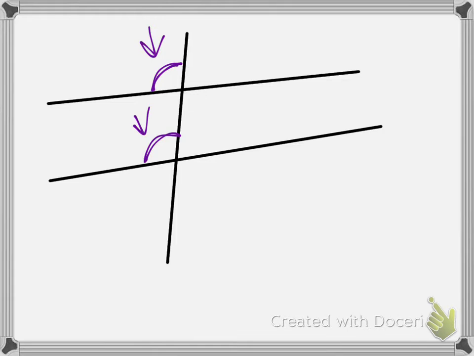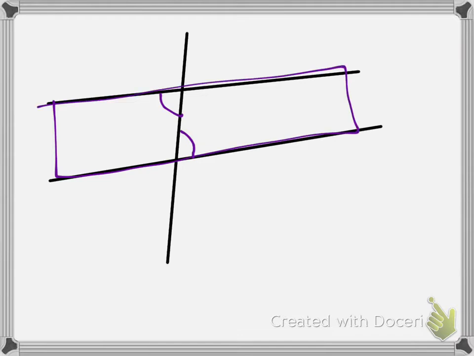Those were corresponding. And then what about the angles that were inside of the double lines and on opposite sides of the transversal? Alternate interior. When we're saying inside, you can draw a box if that helps you mentally see it. What if they were not on opposite sides, but they were on the same side? Consecutive interior. And what if they were on the outside of the double lines and on opposite sides of the transversal? Alternate exterior. Good.